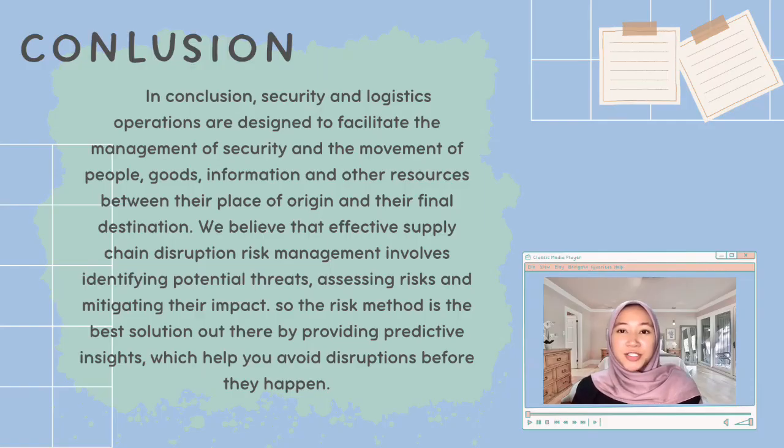So in conclusion, security and logistics operations are designed to facilitate the management of security and the movement of people, goods, information and other resources between their place of origin and their final destination. We believe that effective supply chain disruption risk management involves identifying potential threats, assessing risk and mitigating their impact. So the risk method is the best solution out there by providing predictive insight which helps you avoid disruption before it happens.